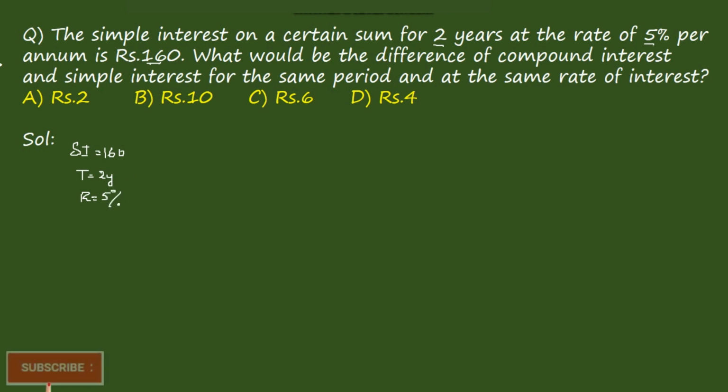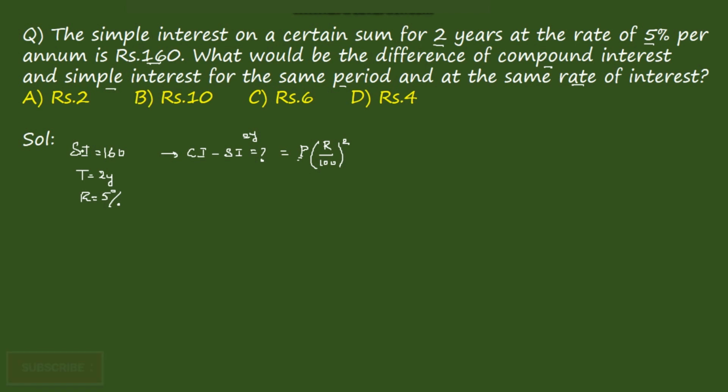Now they are saying what will be the difference of compound interest and simple interest for the same period, same rate of interest. So we have to find the difference between the compound interest and simple interest for 2 years. It's saying the same period, right? For this one, you know the formula. The difference between the compound interest and simple interest for 2 years is nothing but P into (R by 100) whole square, right? Here we know the rate, but the principal you don't know, right?